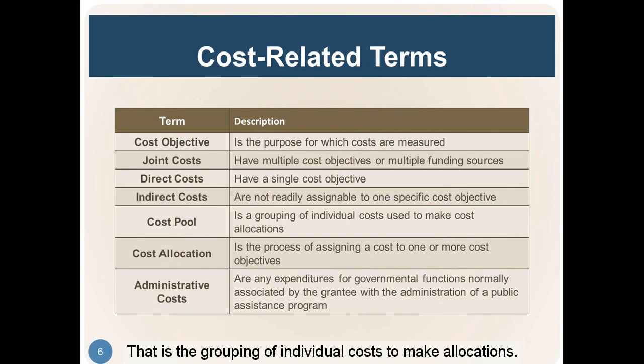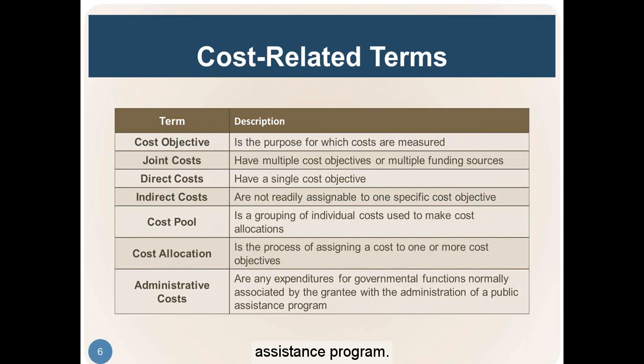That is the grouping of individual costs to make allocations. So you have specific costs that are inside of a particular group, and then they'll be dispersed to make allocations within your division. And also look down there, you see administrative costs. Those are governmental expenditures within the government that the grantee has with the administration of a public assistance program. So I'm not going to go through all the cost-related terms, but I just wanted to highlight a few of them to you. All these terms are pertinent to the presentation.